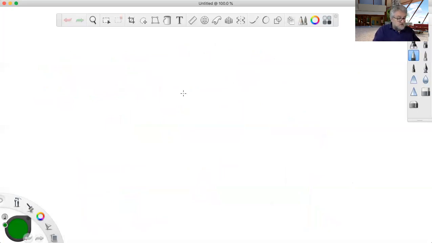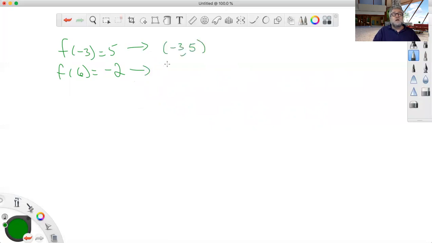See if I got another example problem. Here we go. F of minus 3 equals 5, and f of 6 equals minus 2. So pause the video here and go ahead and give this a try and see what you can get. And then come back and watch what I do. Okay? Pause. Okay. So now I'm going to rewrite this. I always rewrite these as ordered pairs. X is minus 3, y is 5. And x is 6, y is negative 2.